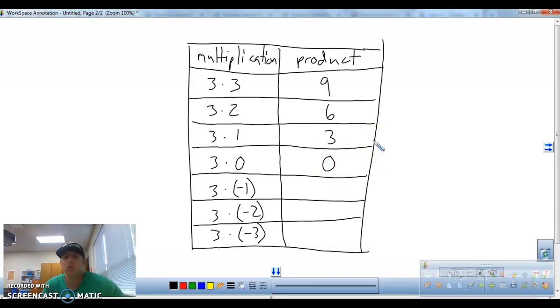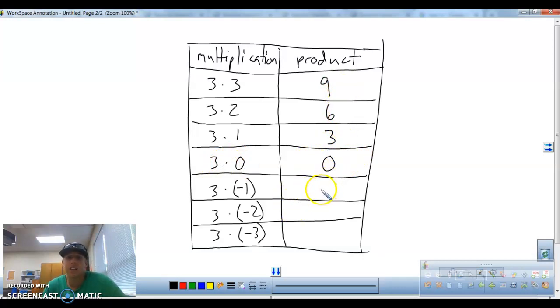So I want you to look at what's going on in this table so far, okay? On the left, we're multiplying 3 times different numbers, and that second number we're multiplying by is going down by 1 each time, right? So we're taking 3 sets of 3 here, 3 sets of 2 here, 3 sets of 1 here, 3 sets of 0, okay? Well, just looking at the pattern of the product, the answer you get, you've got 9, 6, 3, 0. Well, what's happening here? You've got one less set of 3, really, right? You've got 3 sets of 3, 2 sets of 3, 1 set of 3, 0 sets of 3. You're getting one less set of 3 as you go along, okay?